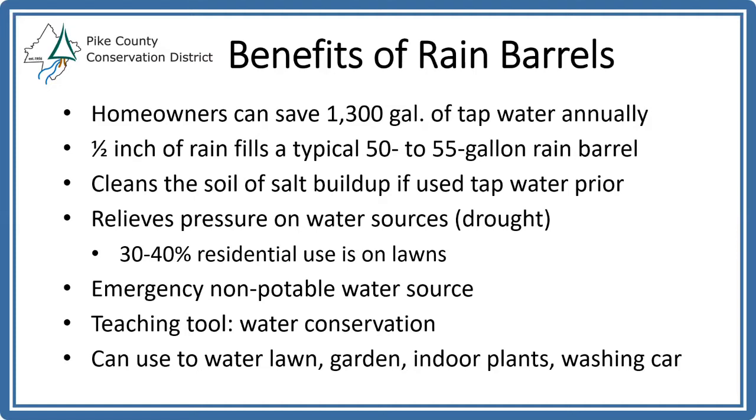And if you're in an area that sees drought, it can really relieve pressure on those water sources, because 30 to 40% of residential water use is used on lawns to make sure your lawns are staying green. So this is a great way to give yourself more water to water your lawn or your garden. And it's an emergency non-potable water source in case you have a power outage or anything like that. And it's a teaching tool. Whenever someone comes over to your home or you have kids around, you can always teach what the rain barrel does and why that's important now that you know.